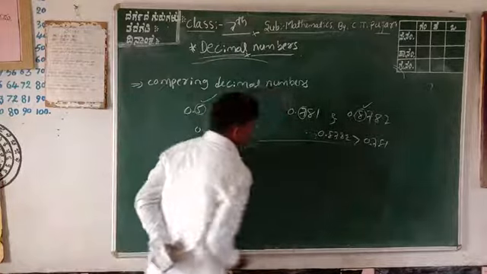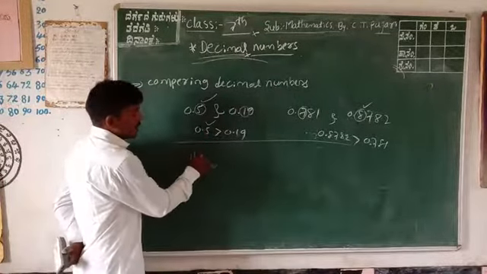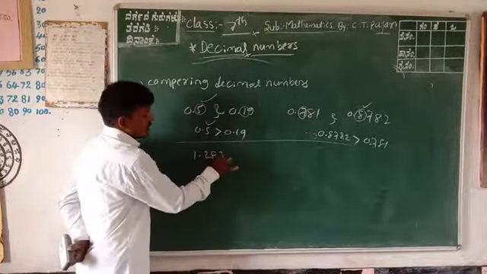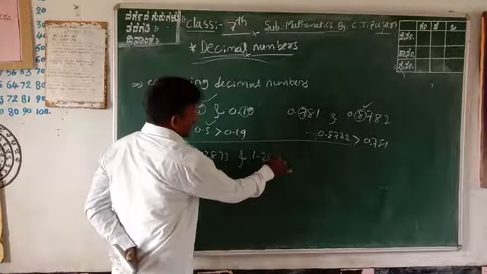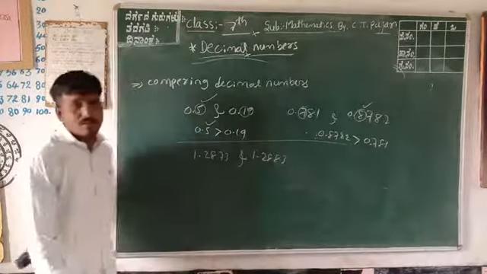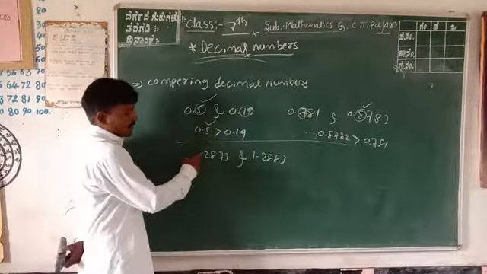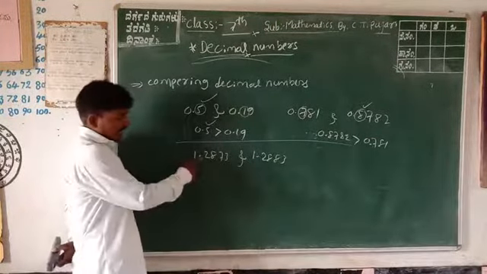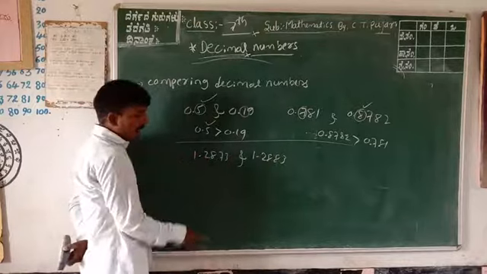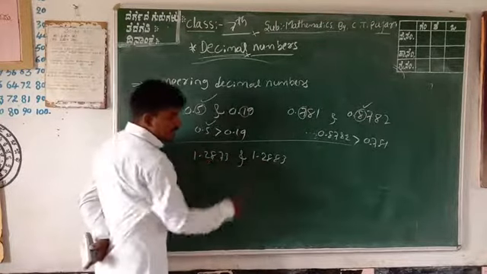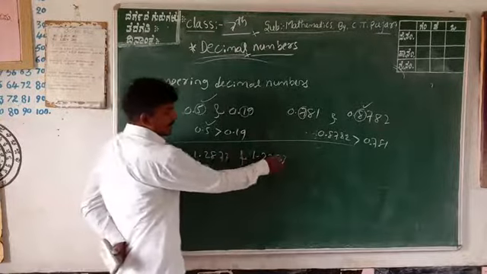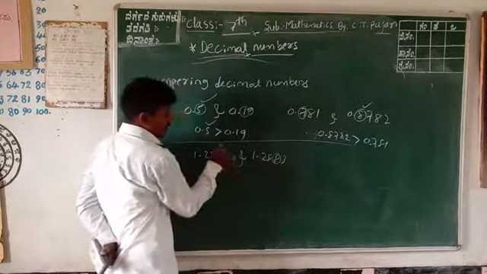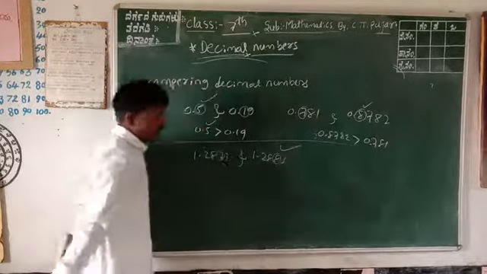Next example. Comparing 1.2873 and 1.2883. Which number is more? The whole number is 1, the same in both. Again the tenths place is 2. The hundredths place is also 8. What about the thousandths place? 7 and 8. Therefore 8 is more, so this number is more.